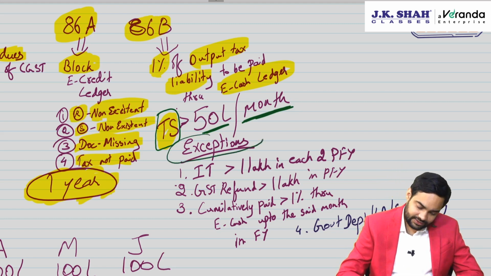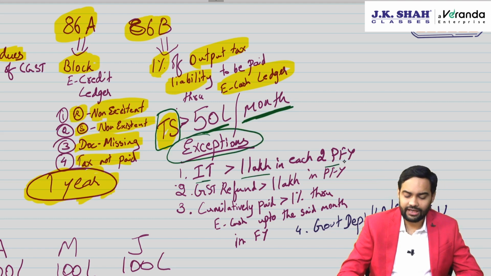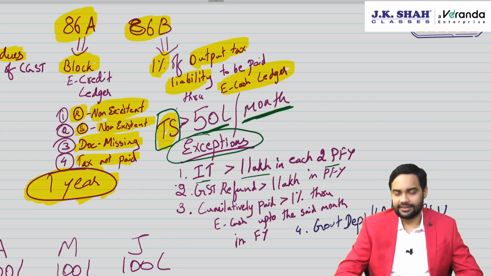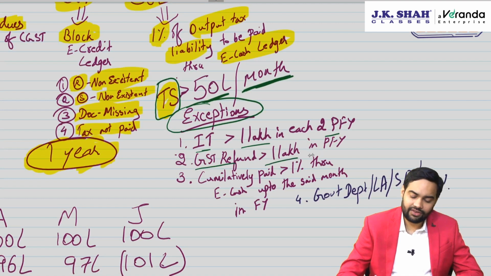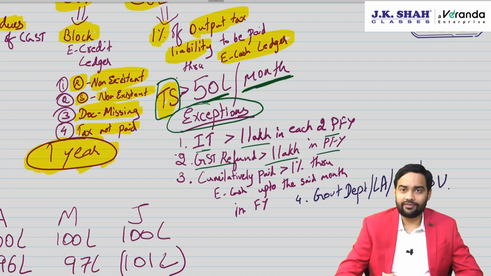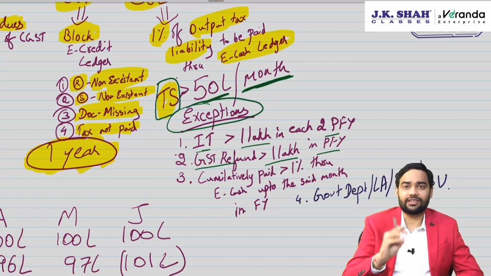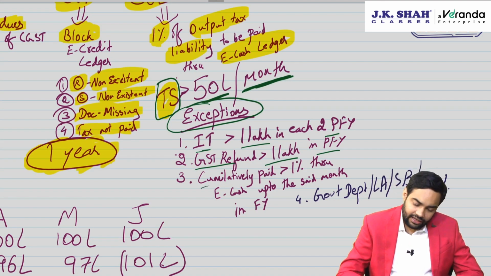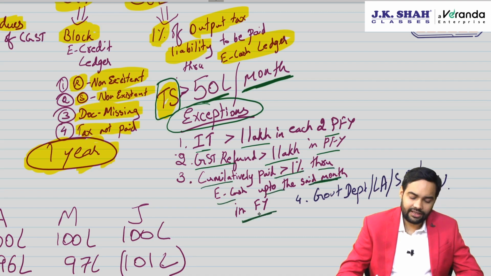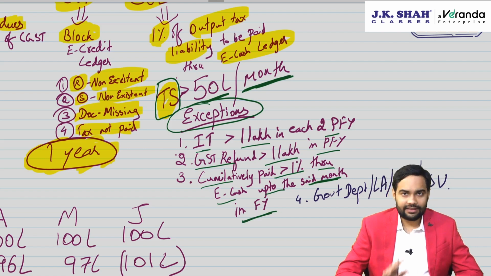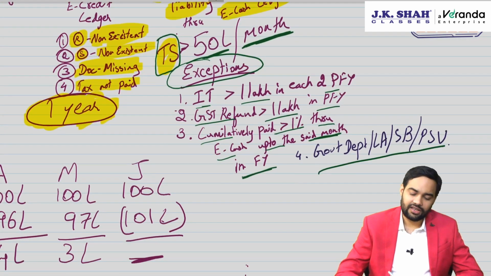Then there are some exceptions. If I have paid income tax of more than 1 lakh in the last 2 preceding financial years, this condition will not apply. If I have got a GST refund of more than 1 lakh in the preceding financial year, again it will not apply. Refund, when it is a case of zero rated supply or it is a case of inverted tax structure. Cumulatively paid more than 1% through eCash up to the said month in the current financial year. Cumulatively in the said month, I have already paid more than 1%. We'll see one example for this. Last one, government department, local authority, statutory body, PSU. All these are clean persons. They don't have to follow rule 86B.